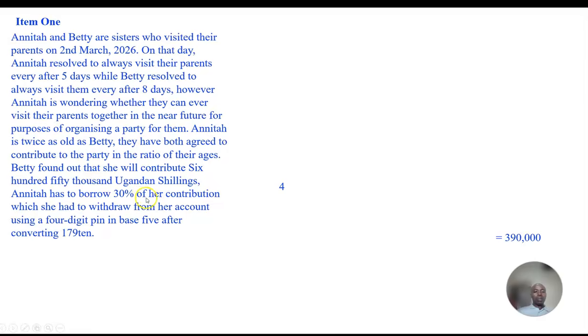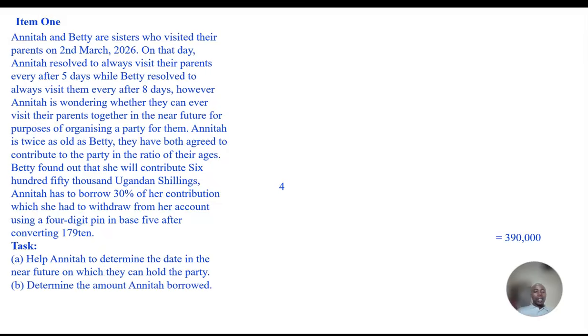Anita has to borrow 30% of her contribution, which she had to withdraw from her bank using a 4-digit PIN in base 5 after converting 179 base 10. Task: help Anita to determine the date in the near future on which they can hold the party. Determine the amount Anita borrowed. Help Betty to find the actual 4-digit PIN to use. So basically that's what we had.